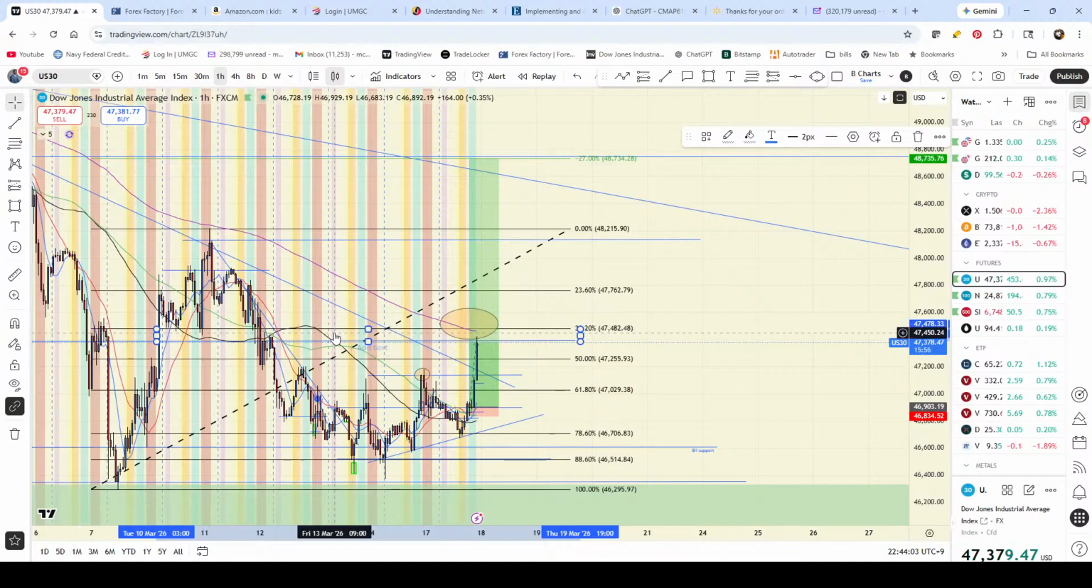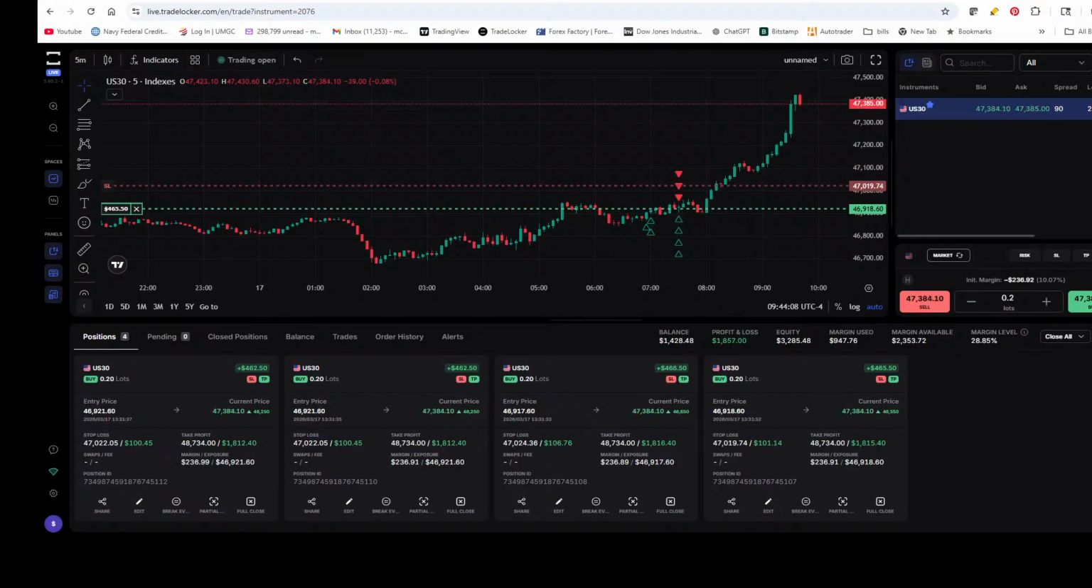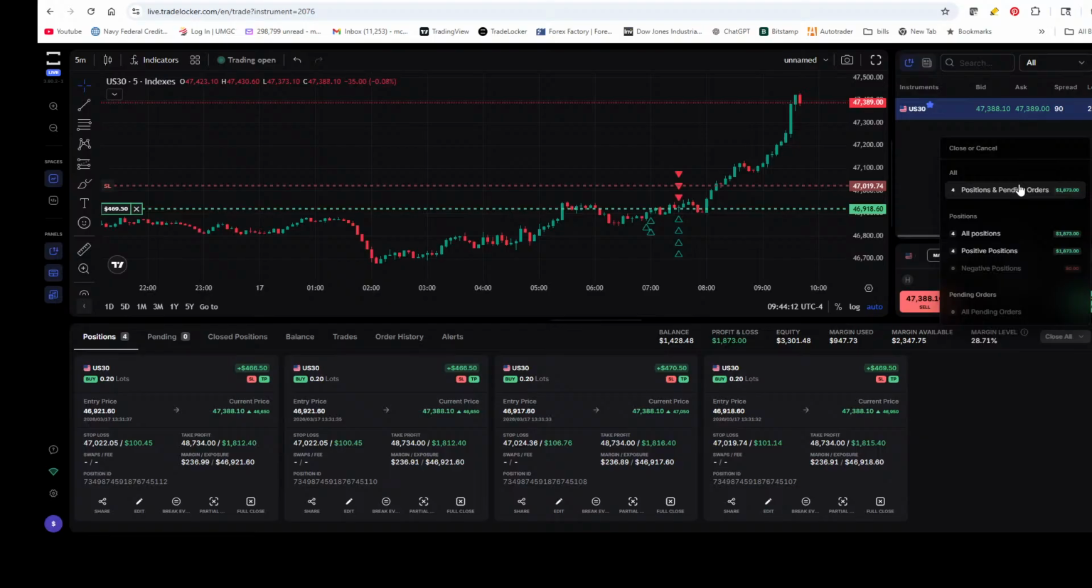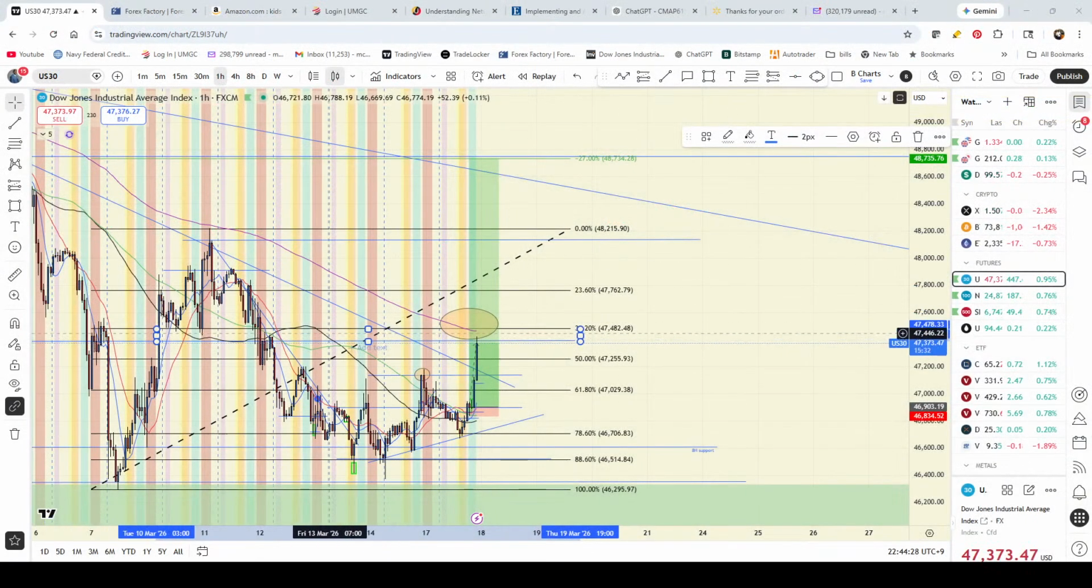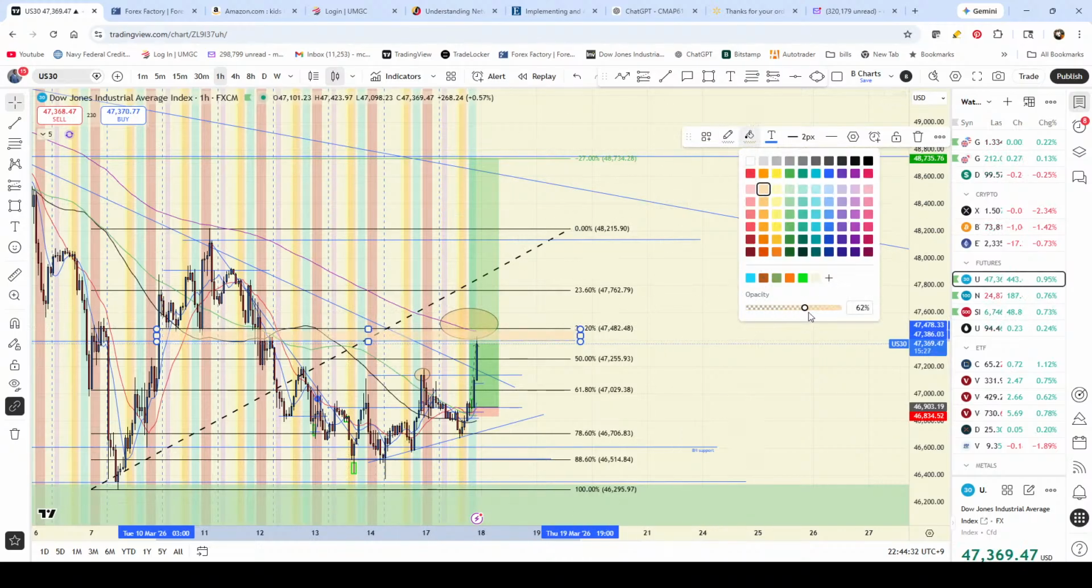Oh, shit. Let me exit first. Okay. Close all. All right, so I exited. 1,200. I exited that trade because of what I'm seeing. It's like an order block right here. Let me highlight it. Bomb.